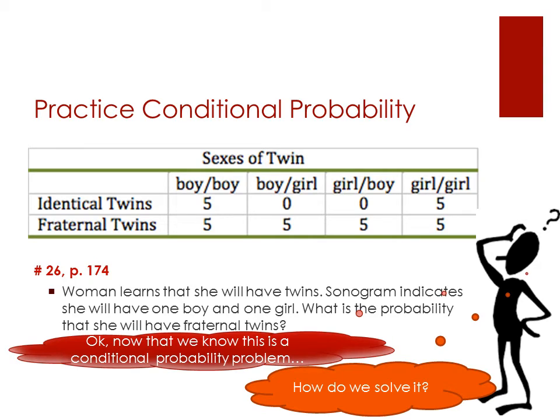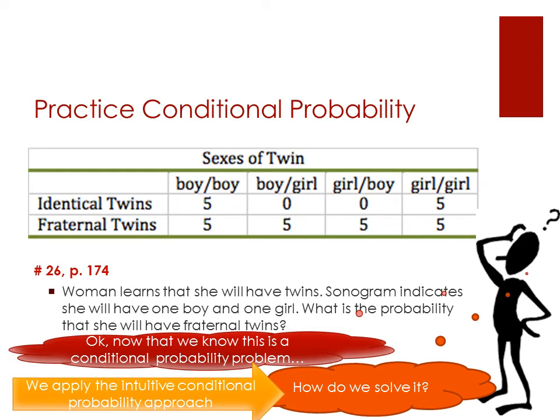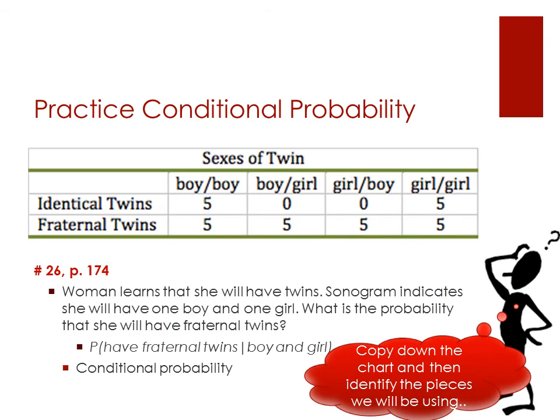Okay, so now that we know that this is a conditional probability problem, how are we going to solve the problem? Well, we're going to use the intuitive conditional probability approach, which we've just practiced previously. So what I want you to do is stop the video here for a moment, copy this chart down into your notes, go through and identify the different pieces we're going to be using.